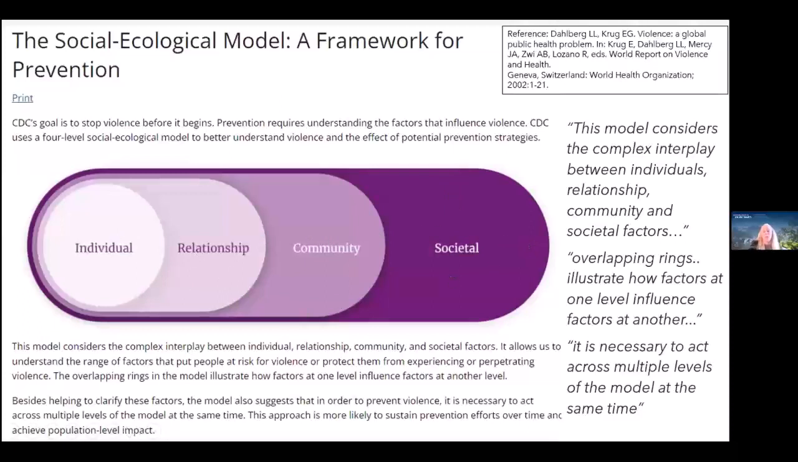And so looking at those factors, it also makes clear with these overlapping bubbles that factors in any one level influence factors in another level and vice versa. So that leads us to the obvious conclusion that any solution to a health problem has to really act across multiple levels to be successful because these factors are so intertwined.